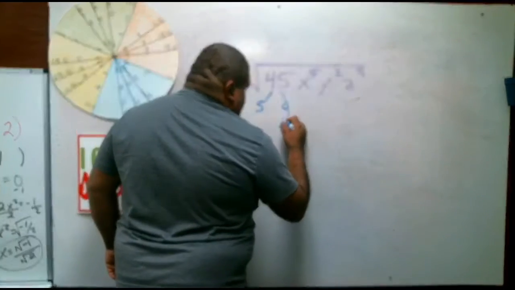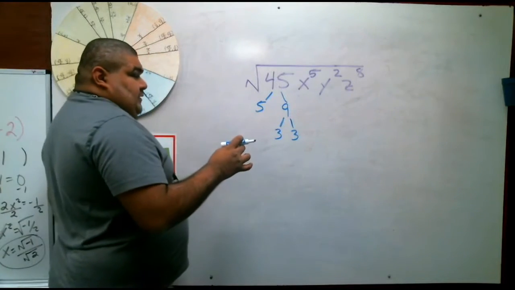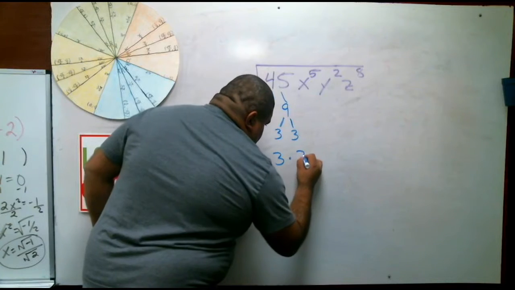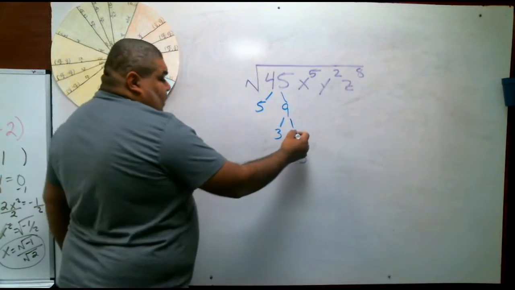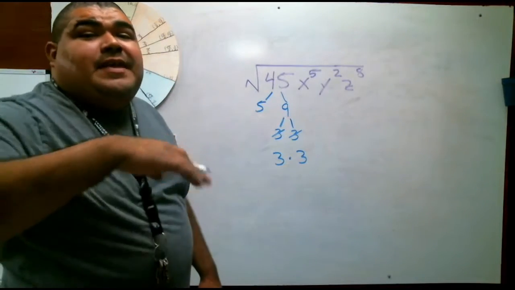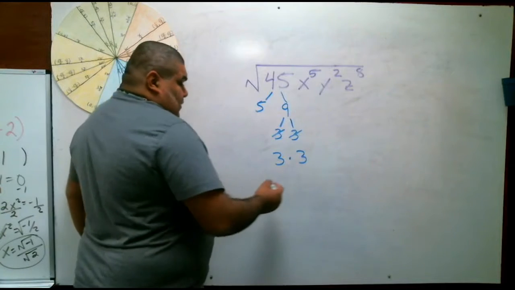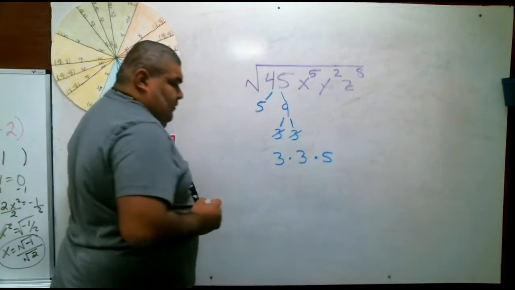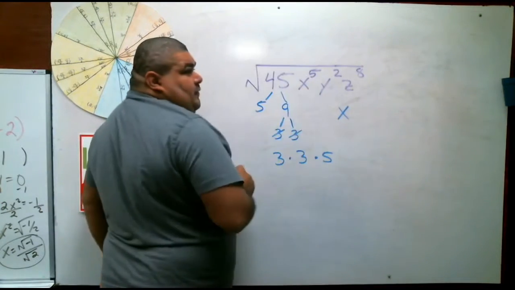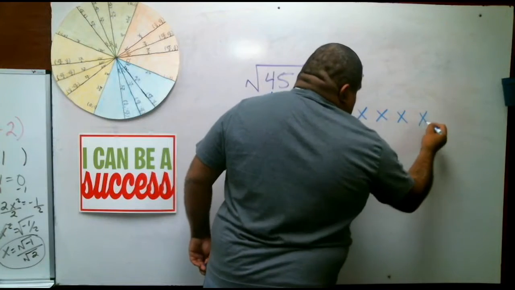The 9 gives us 3 and 3. Okay? So notice that we have 2 3s. We have 3 times 3. We have 1 5, because we already used these. Once you break down the number that was on top of that one that you broke down, that number doesn't exist anymore. Okay? So you're only left with 3, 3, and 5 times 5. Okay? We also have 5 x's. Because remember, it's x to the 5th. 2, 3, 4, and 5.